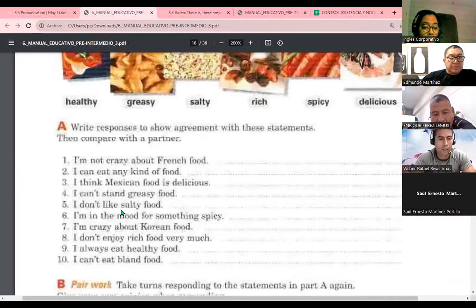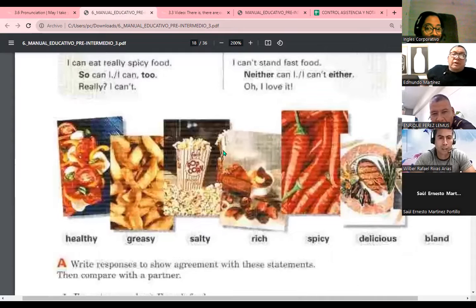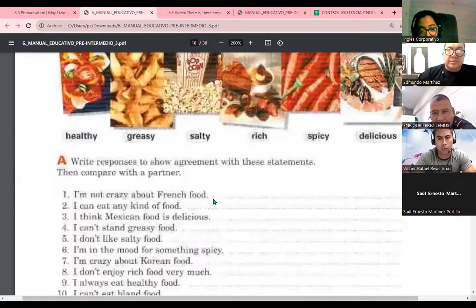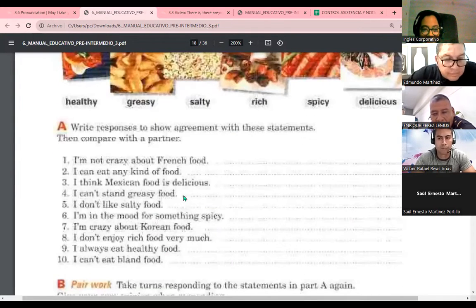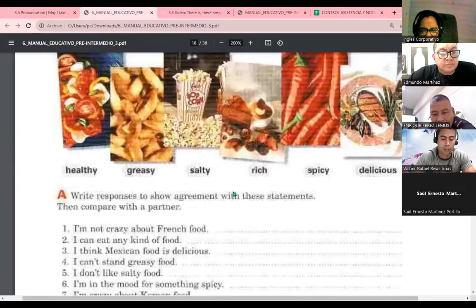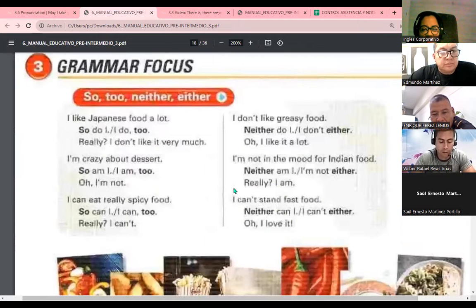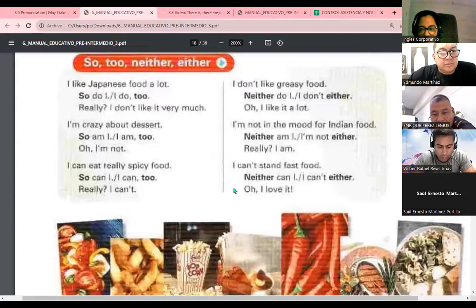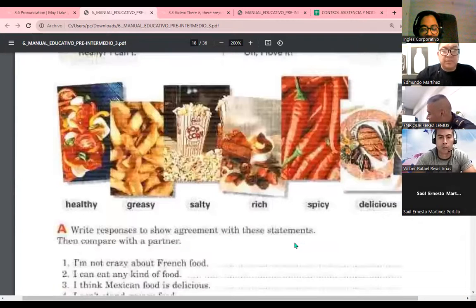Next one. I can't stand crazy food. Uh-huh. Neither can I. Oh, I can't either. Excellent. Okay. Muy bien. I don't like salty food. Yes. Neither do I. I don't either. Ajá. Excellent. Muy bien.